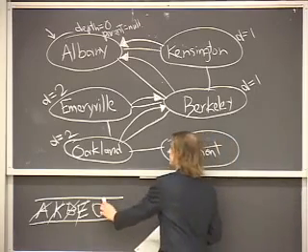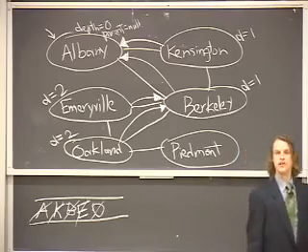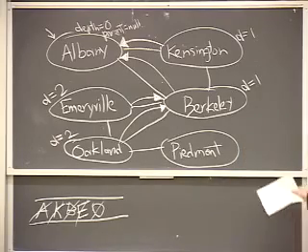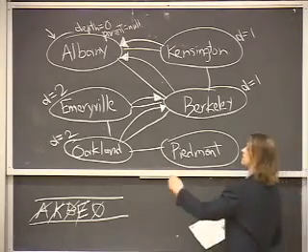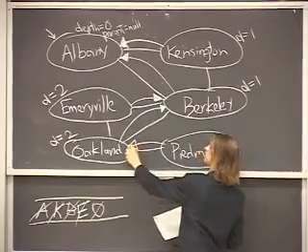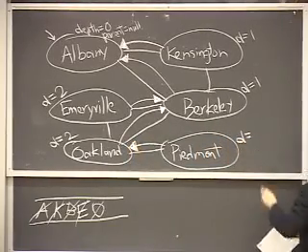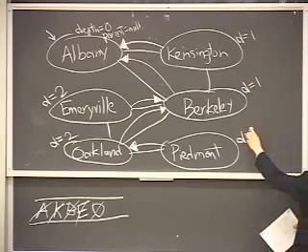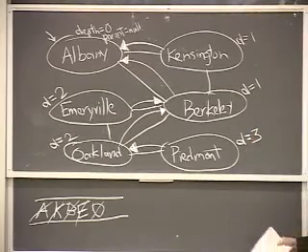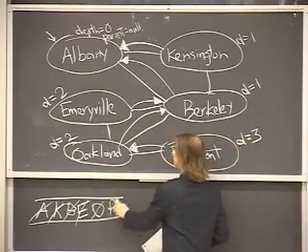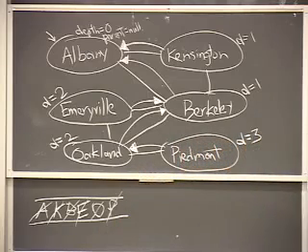Do the same for Oakland. Take Oakland off the queue. Emeryville's been visited. Berkeley's been visited. Piedmont has not. So Piedmont's parent becomes Oakland, and Piedmont's depth becomes Oakland's depth plus 1. Add Piedmont to the queue. Take it off the queue. Nothing left to visit. We're done.